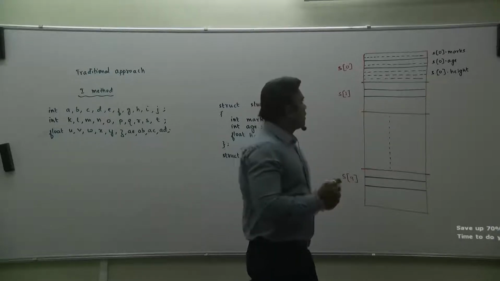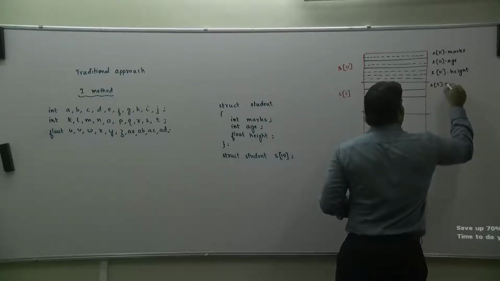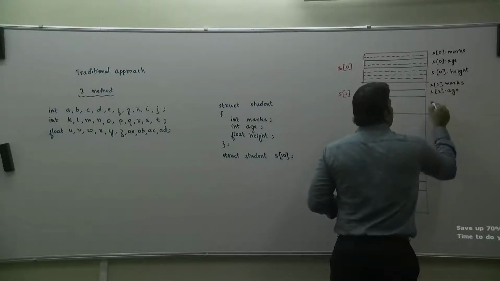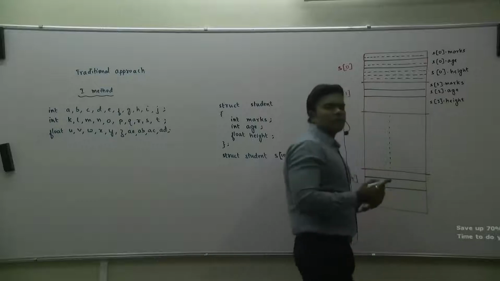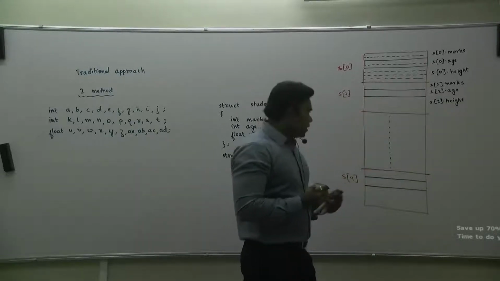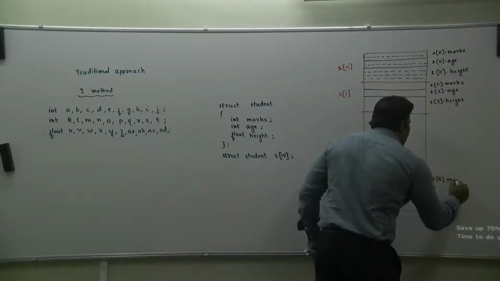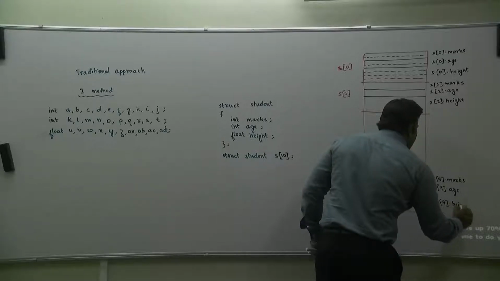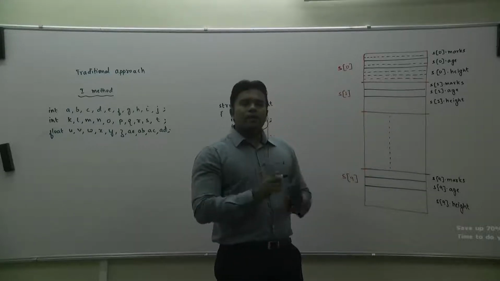Okay, sir. This one also I can access as S of 1 dot marks. Similarly, this is S of 1 dot age. Similarly, this is S of 1 dot height. What is the difficulty? Similarly, this one I can access by saying S of 9 dot marks, S of 9 dot age, and then S of 9 dot height. That is what I can tell. So simple.